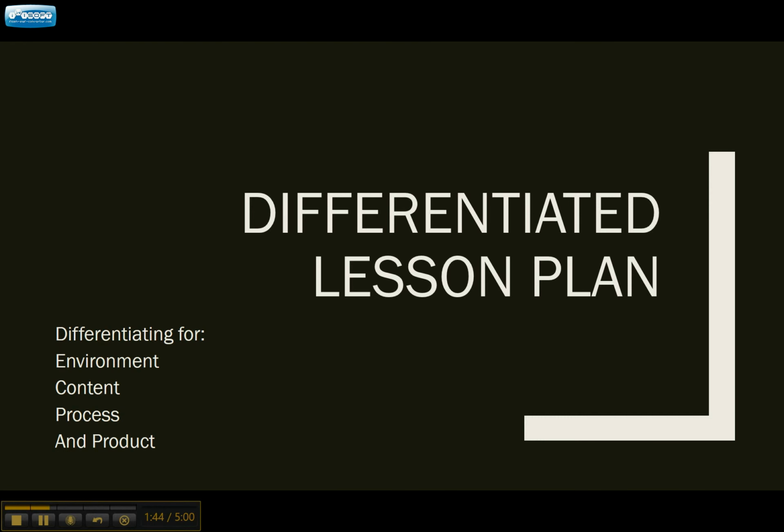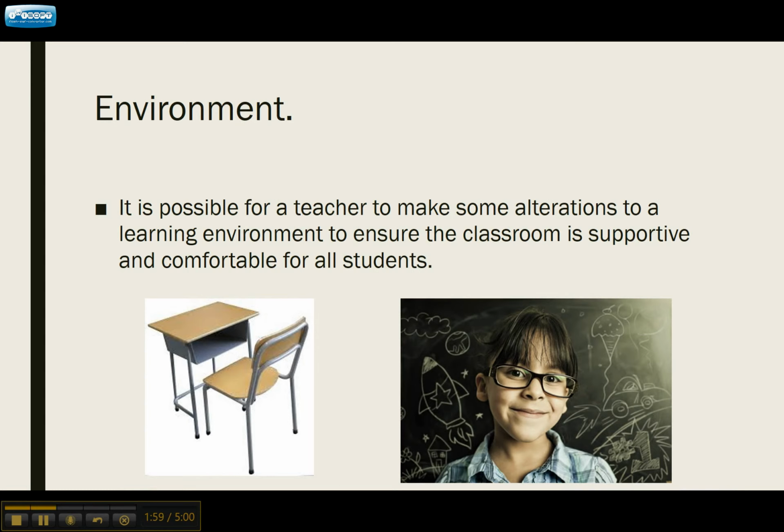I will now provide examples of how a lesson can be differentiated in the areas of environment, content, process, and product. Today, Ms. Steele is conducting a lesson about the food pyramid and nutrition to her second grade class. It is possible for a teacher to make some alterations to a learning environment to ensure the classroom is supportive and comfortable for all of her students.